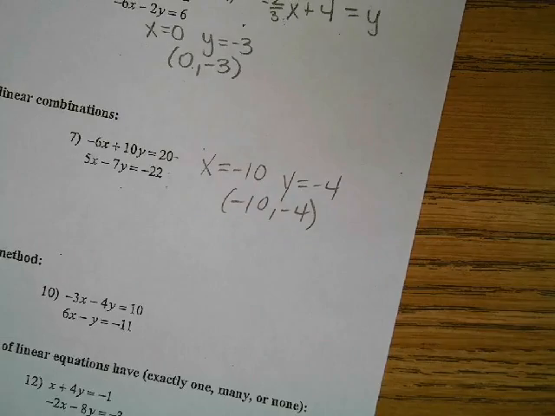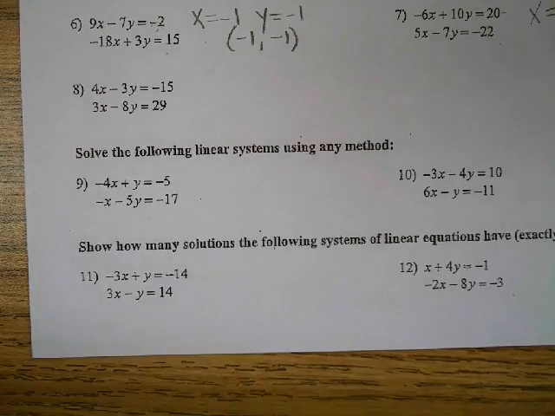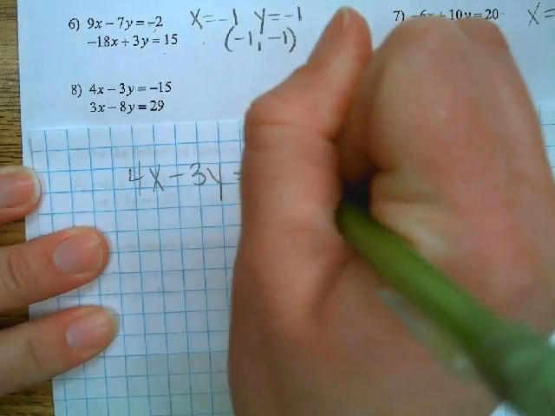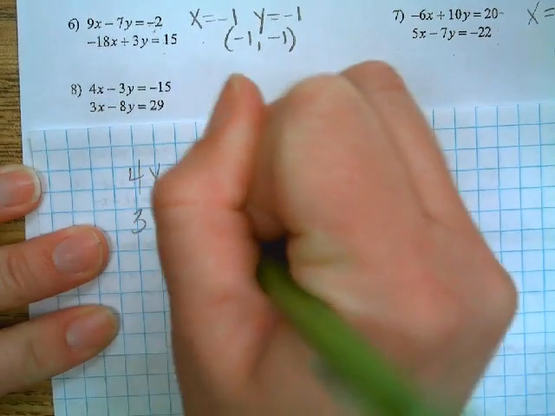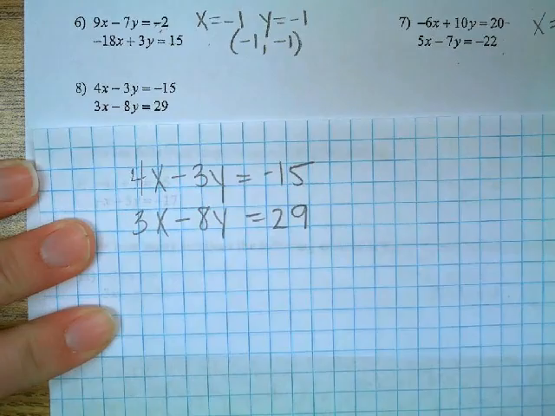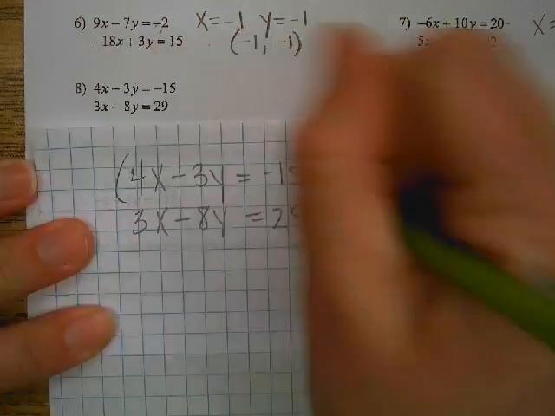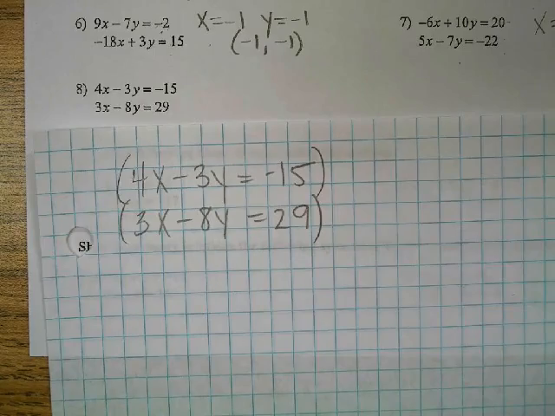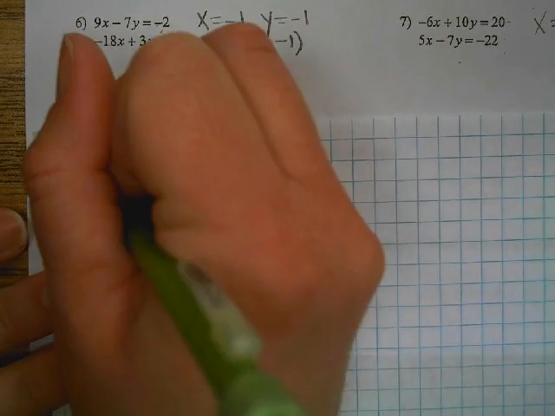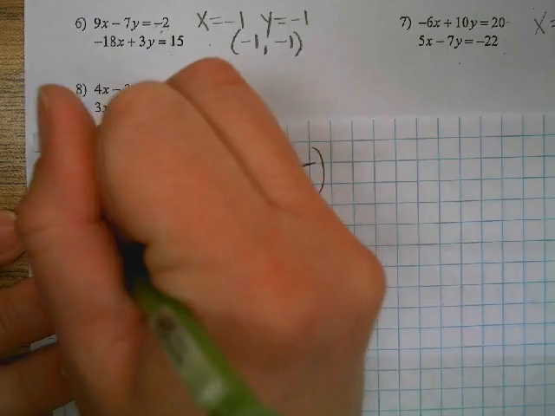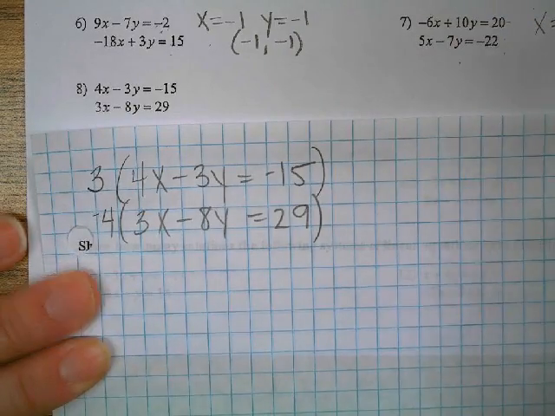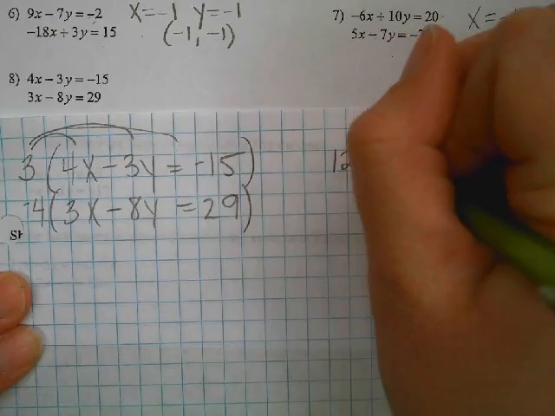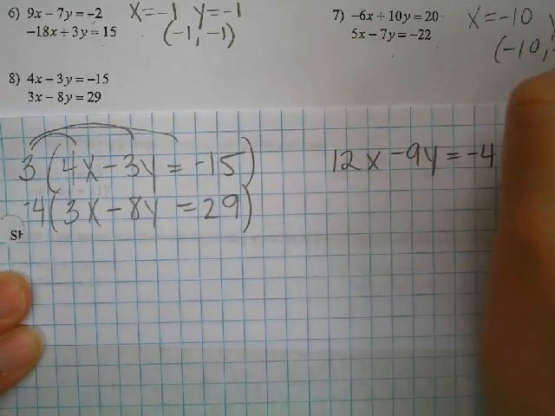Then moving on, number 8 is another elimination problem. I'm going to take 4x minus 3y equals negative 15 and 3x minus 8y equals 29. Again, I'm going to have to multiply both equations this time so that I get one of the variables to eliminate. I'm going to multiply the top equation by 3 and the bottom equation by negative 4. If I distribute a 3 to the top equation, I'll get 12x minus 9y equals negative 45.